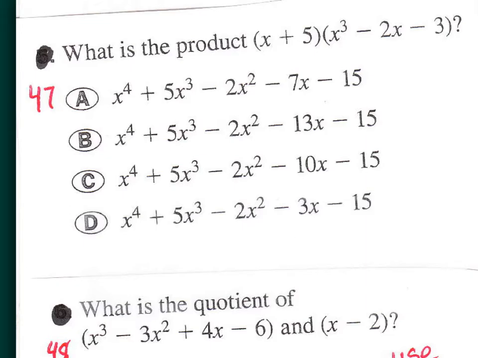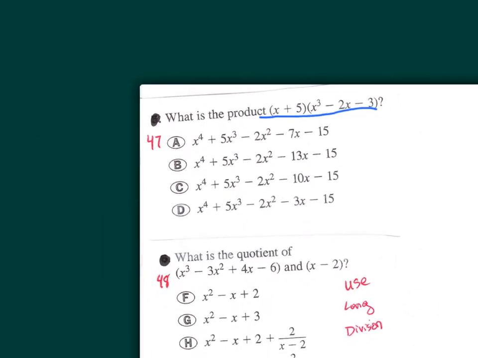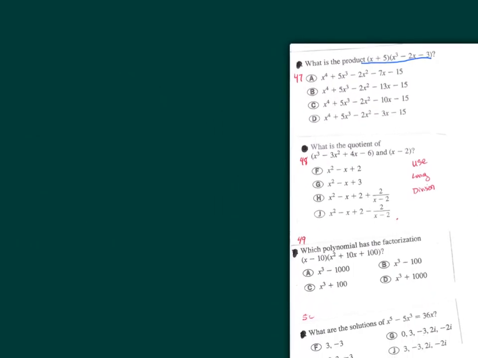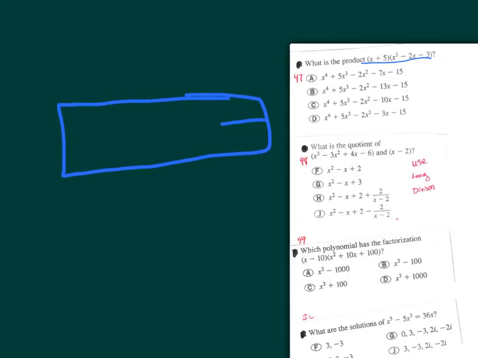On number 47, we want to know what is the product when we multiply these two terms together. If it were me, this is what I would do for this problem here. Let me shrink this and get it out of the way. All I would do is make the table.